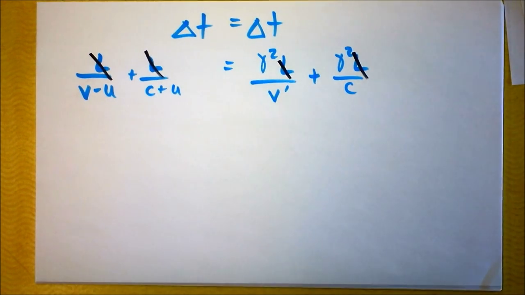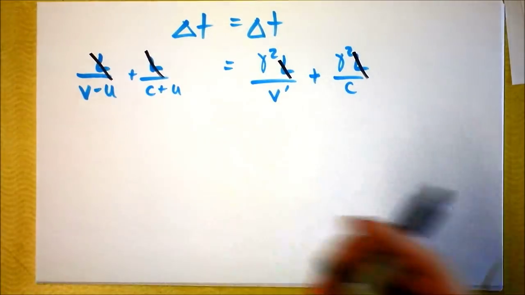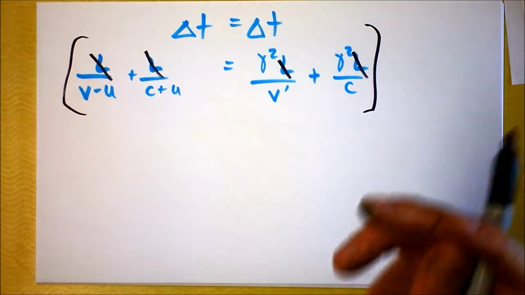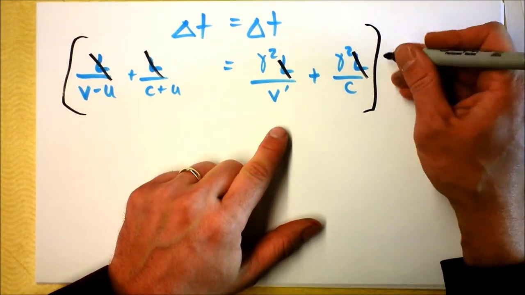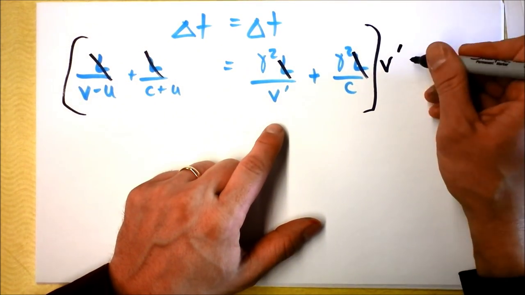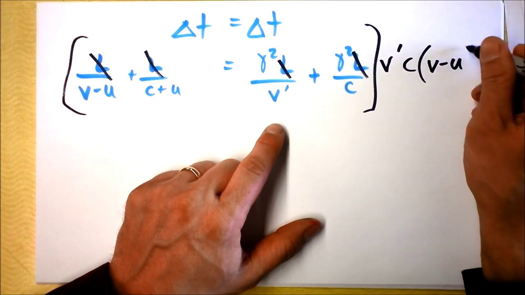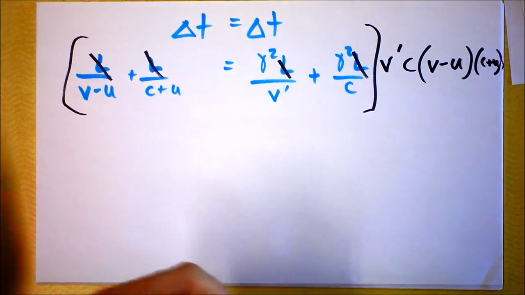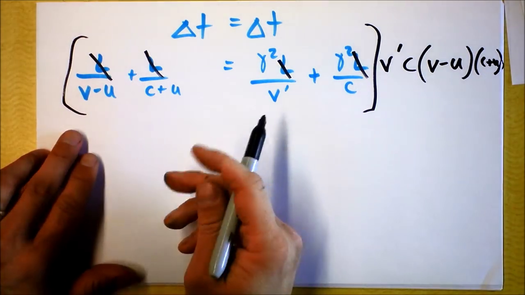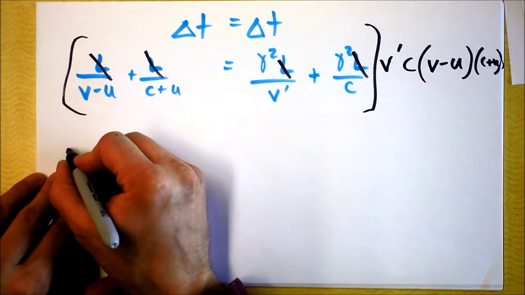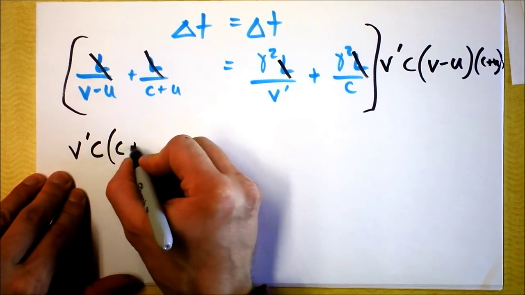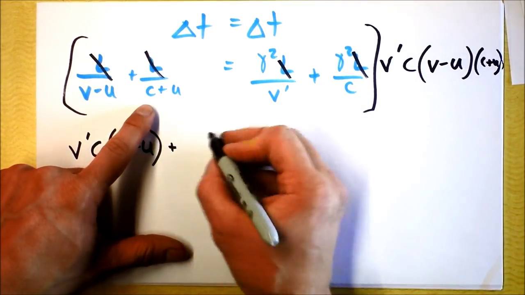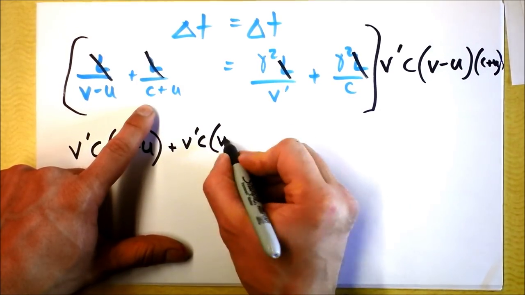My plan is, where do we go from here? I'll be right back with you. Oh, of course, what's your very least favorite thing? Denominators! Let's take the entire thing and multiply it by everything so we have absolutely no denominators. That means I'm going to multiply by V prime times C times V minus U times C plus U. As I multiply by all of this, things come out in a very bleak and messy form. V minus U cancels here, but this term is left as V prime C times C plus U, and in the next term, the C plus U cancels out, so I'm left with V prime times C times V minus U.